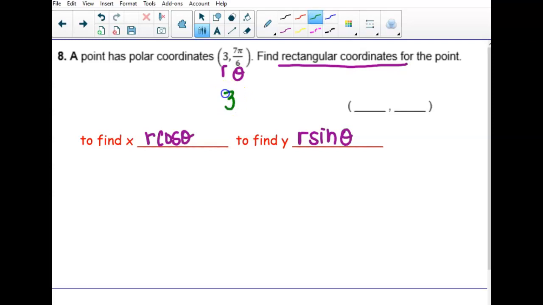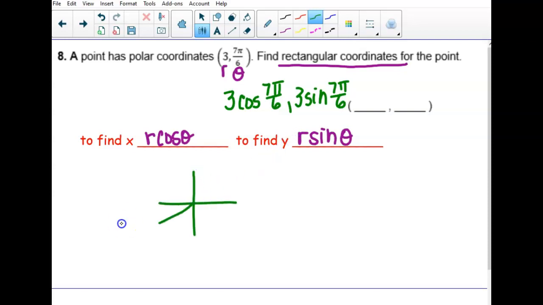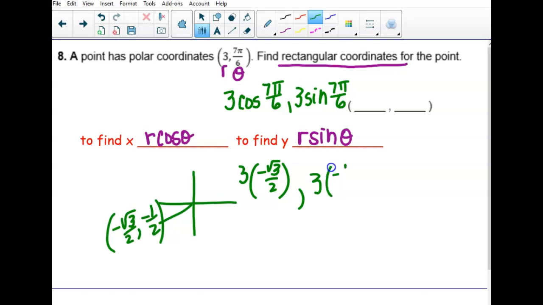So this should be 3 cosine of 7 pi over 6 and 3 sine of 7 pi over 6. And then you need to take your unit circle out, but 7 pi over 6 has an ordered pair negative square root of 3 over 2 and negative 1/2. Is someone checking me? Okay. So when we put those values in, we'd have 3 times the x, which would be this. And for the sine, we'd have 3 times negative 1/2, which would give me what?